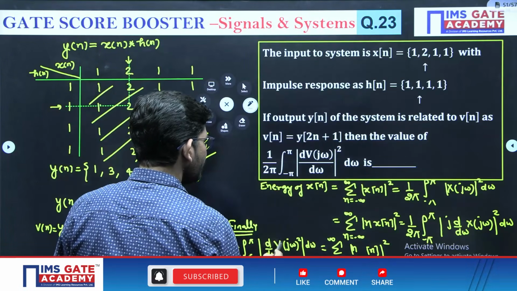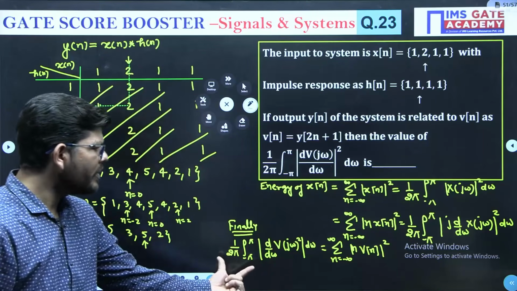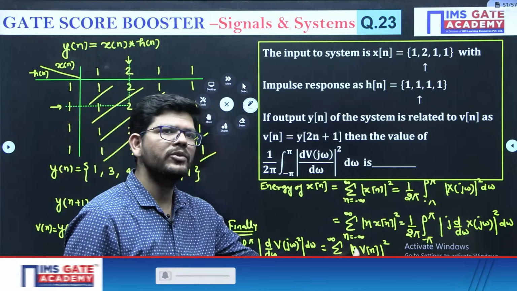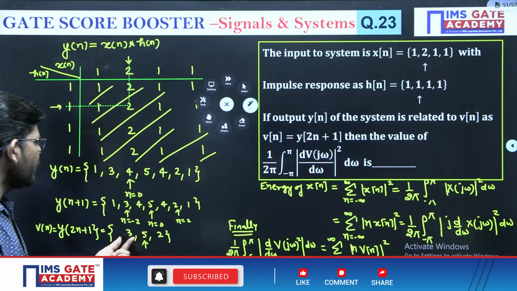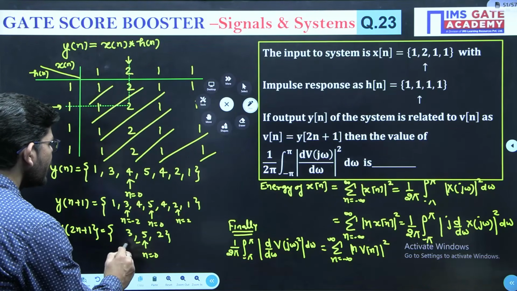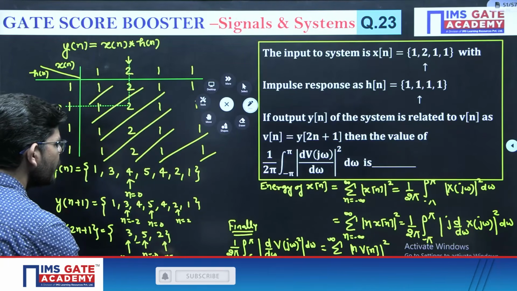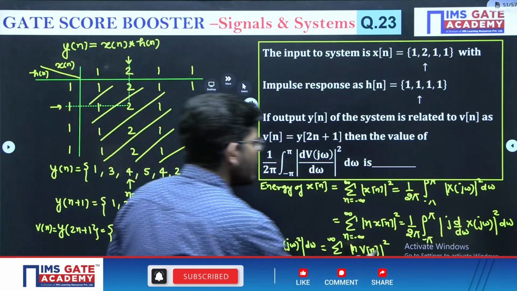So I can write it v and I can write it v here. Okay, so the value of this integral is summation n vn square. Now see, the vn only has 3 samples, one at n equals 0, another at n equals -1, another at n equals +1. Okay, so see, just put the value.